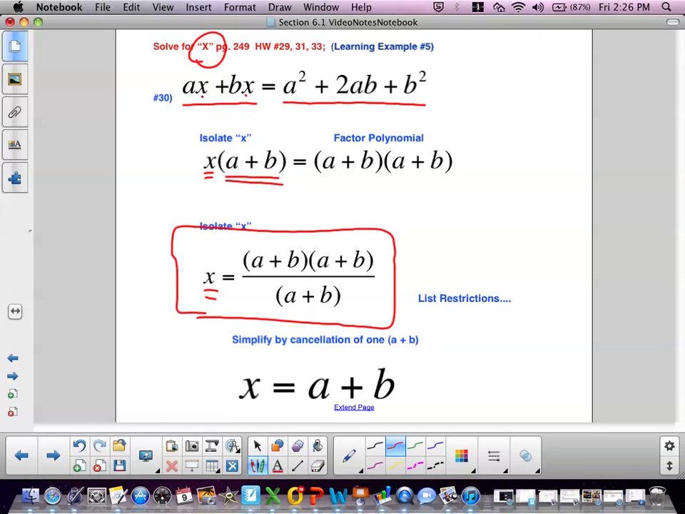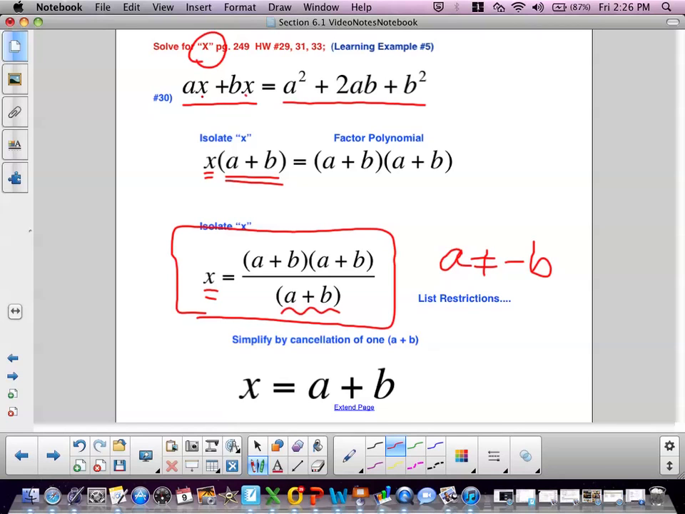Listing the restrictions here when you have double variables, we can discuss this more in class, but simply you would just say this: a is not allowed to equal negative b. Because if a equals negative b, then a plus b would equal 0, and therefore that would be a restricted value since the denominator cannot be 0.